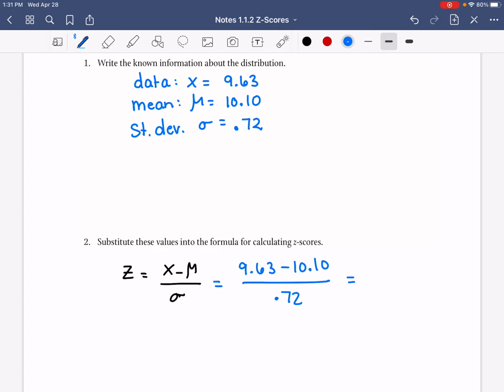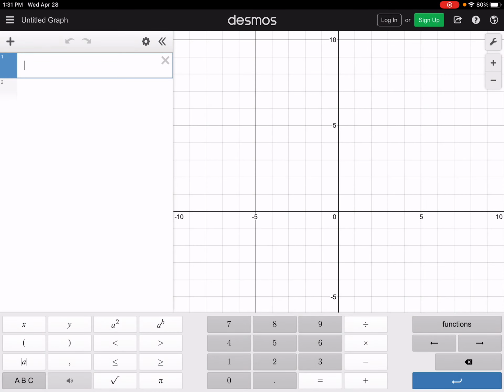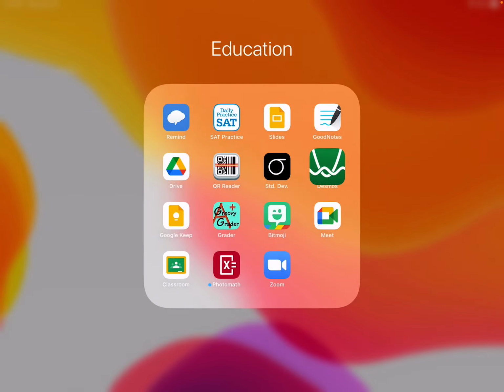So I grab my calculator. Desmos is our preferred calculator, and then I'm just going to go ahead and type in my numbers. 9.63 divided by 10.10. Oops, it's not what the problem was. 9.63 minus 10.10, all divided by 0.72. I get negative 0.65277778. We always want 2 places after the decimal for z-score, so negative 0.65.